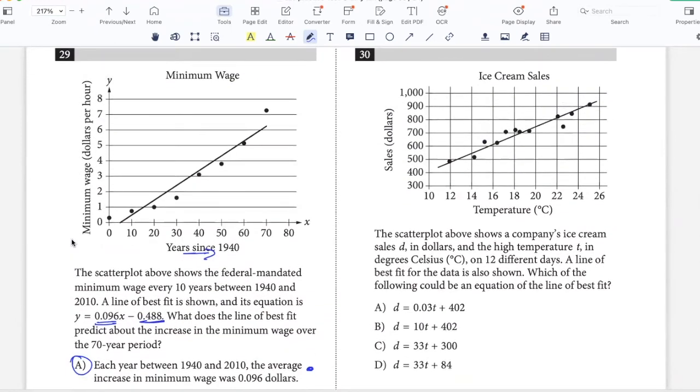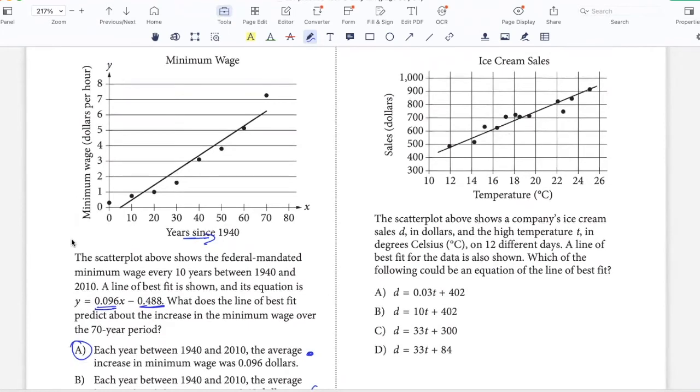Okay, the scatter plot above shows a company's ice cream sales in dollars and the high temperature in Celsius on 12 different days. A line of best fit for the data is shown. Which of the following could be an equation of the line of best fit?